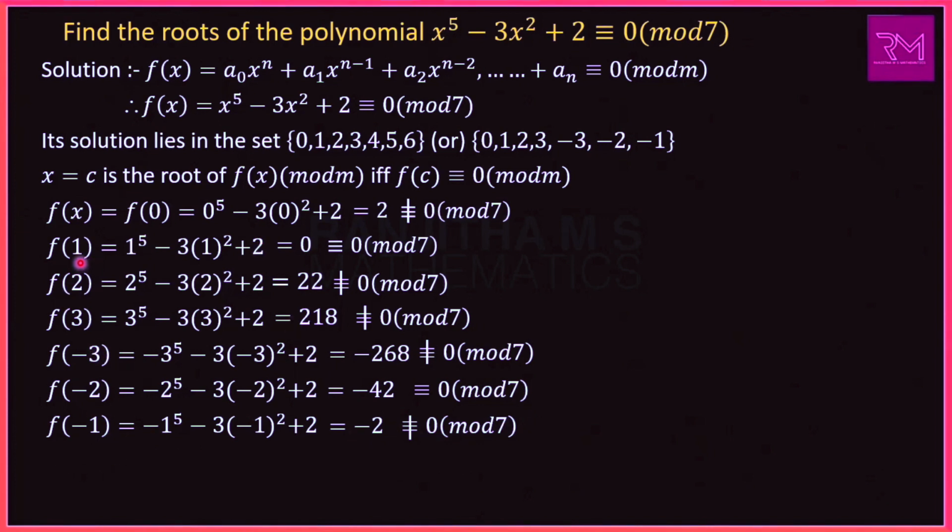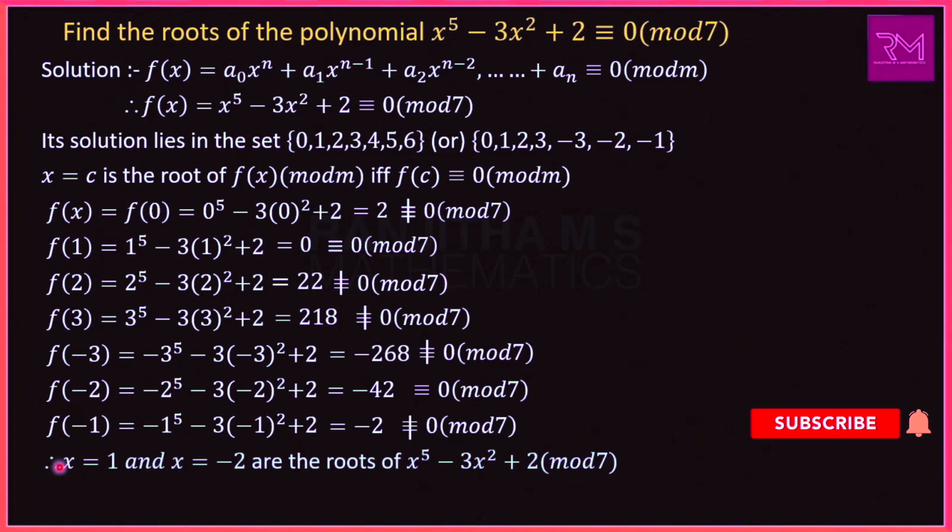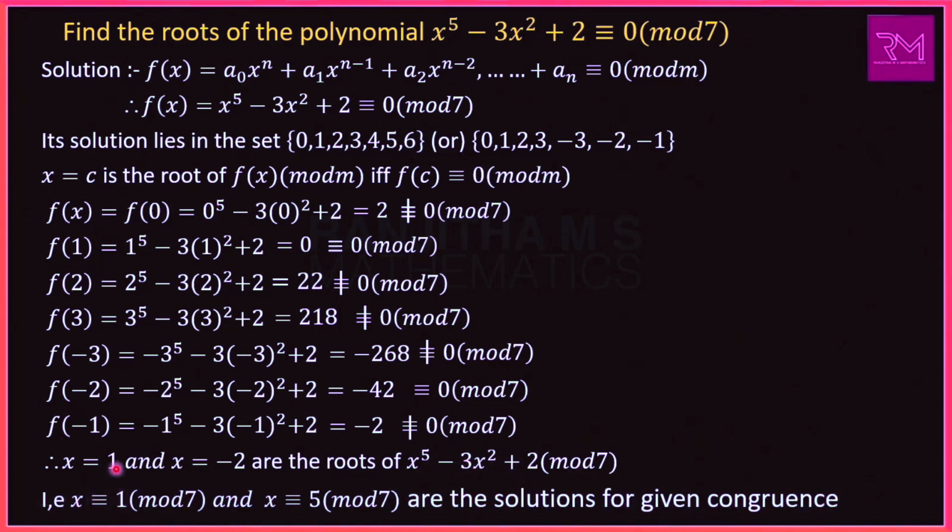If we substitute x equals 1, the congruence is satisfied, and if we substitute x equals minus 2, the congruence is satisfied. Therefore, we can conclude that x equals 1 and x equals minus 2 are the roots of the polynomial x power 5 minus 3x square plus 2 under mod 7. So we can take this as x is congruent to 1 mod 7, and x is congruent to, here minus 2 is the same as 5, so substituting the positive sign, minus 2 is the same as 5. Therefore, x is congruent to 5 modulo 7. These are the solutions for the given congruence.